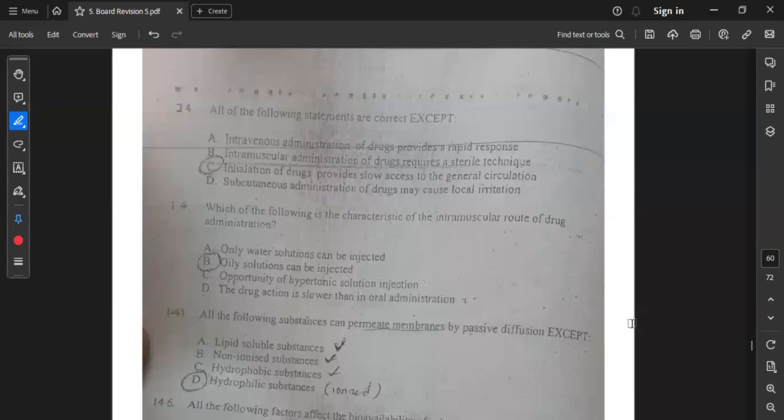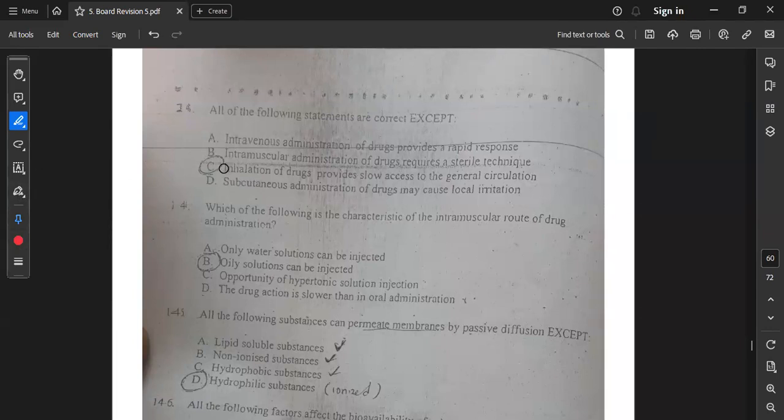All the following statements are correct except: intravenous administration of drugs provides a rapid response; intramuscular administration of drugs requires a sterile technique; inhalation of drugs provides slow access to the general circulation; and subcutaneous administration of drugs may cause local irritation. Dr. Gaya told us it is C. Inhalation of drugs provides slow access to the general circulation. That's not true. So I think we all agree with that.